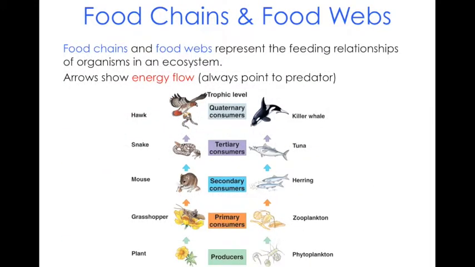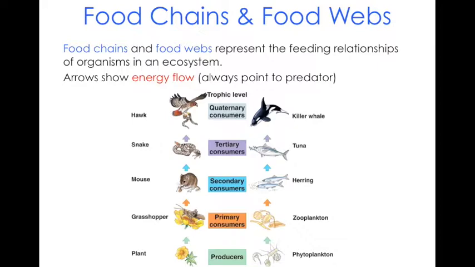Okay, so how we represent this energy flow is through food chains and food webs, and they're both kind of the same concept, but the food chain is just one line. So in this case here, you can see this here is a food chain, and this here is a food chain as well. And a food web, which we'll look at a little bit later, is basically multiple food chains put together.